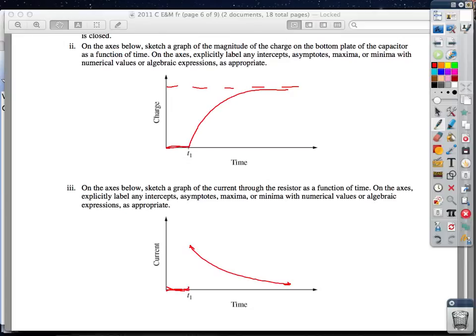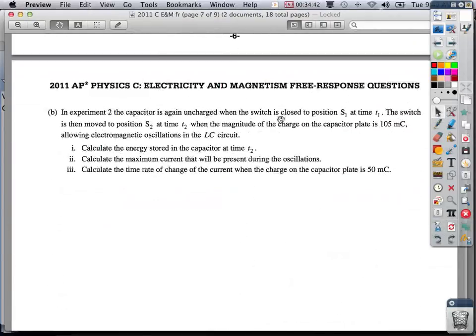Yeah, it's just like this. Because there's no charge, and then this one there's no current until the switch is closed, and then the current decreases. Okay, so we move on.